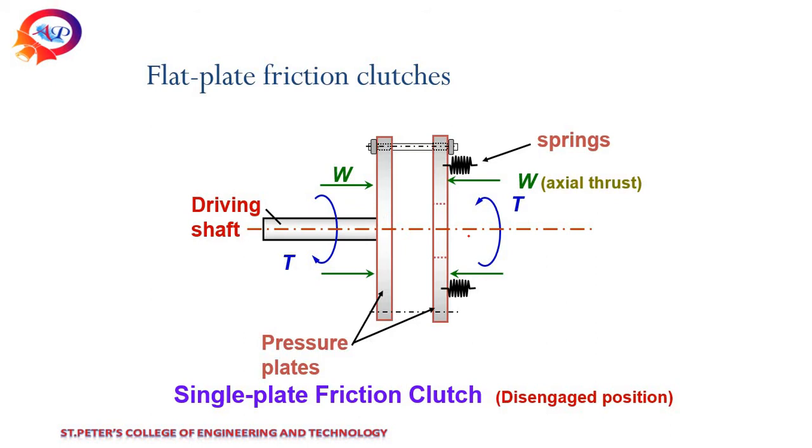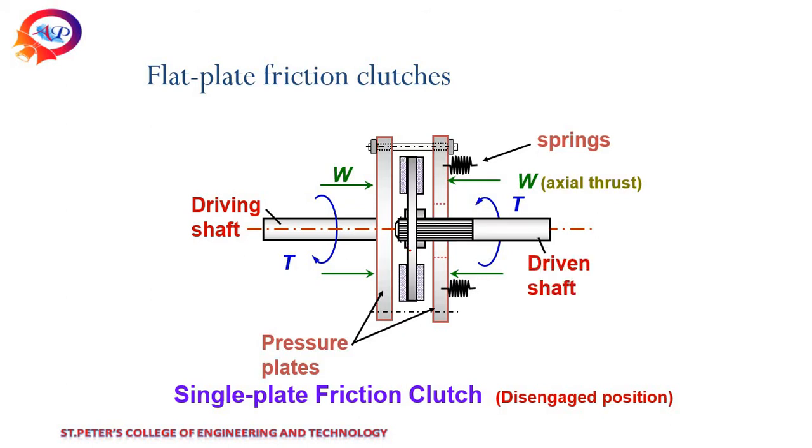Initially the driving and driven shafts are like this. The spring is used to apply the force, so we get a force W, the actuating force. For power to be transmitted between the shafts, in the middle we have a frictional plate. There are pressure plates and frictional plates, and the frictional lining is to increase the friction between the plates. This is before engagement, the disengaged condition, where there is no connection between the two plates.